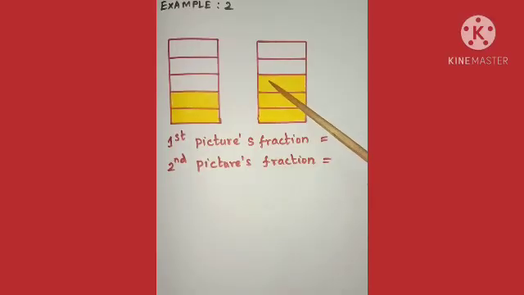To identify which one is greater or smaller, it is the same as the previous problem. As a first step, you have to write down the fraction of the shaded portion of each picture and then compare the numerators. The fraction having the greater numerator will be the greater fraction.